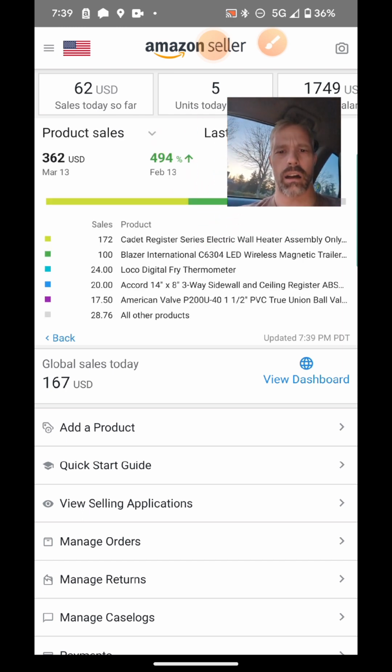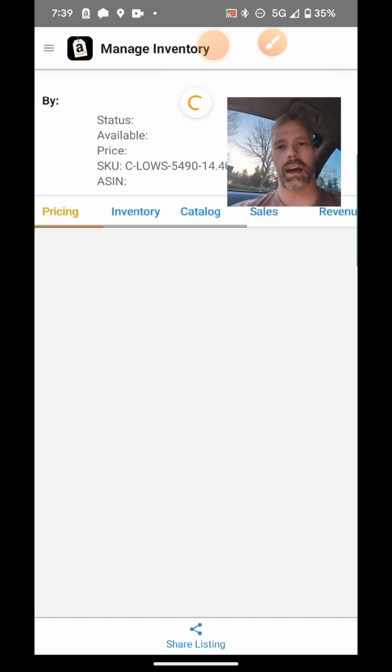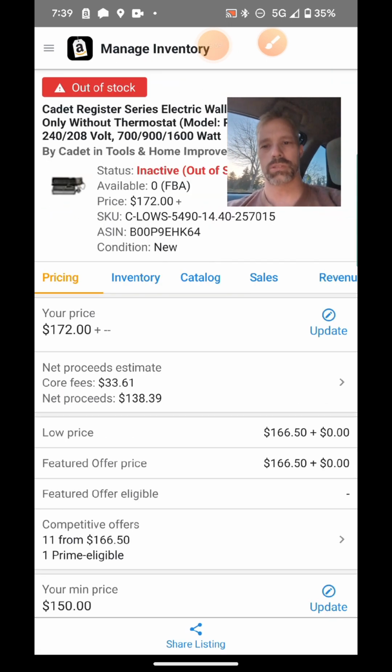And you can see a Cadet wall heater series. This one I got at Lowe's. My net proceeds is $138.